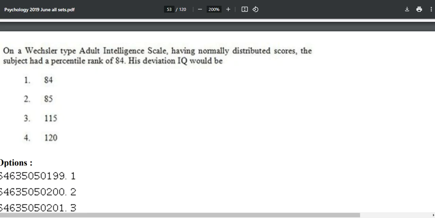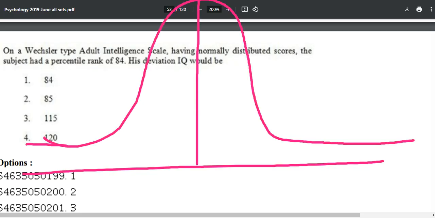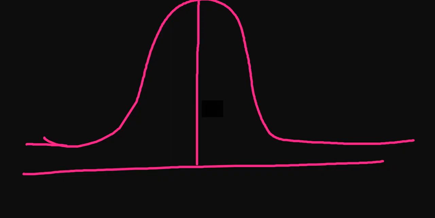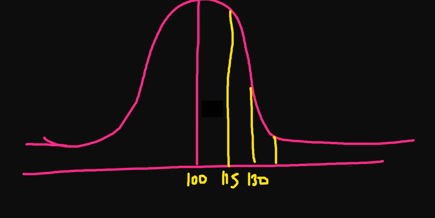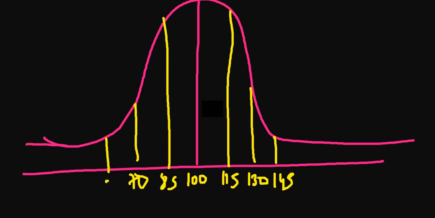Now what the question is saying, having normally distributed scores. We have drawn the normally distributed scores, but it is a Wechsler scale. So what we will do: 100, and then next 115, this is 130, this is 145. On the other side, 85, this is 70, and this is 55. I am just drawing a little bit so you will be able to understand. I will show you the exact figure, but this rough diagram will be with you forever in your life. Now we have the mean over here, SD over here also.